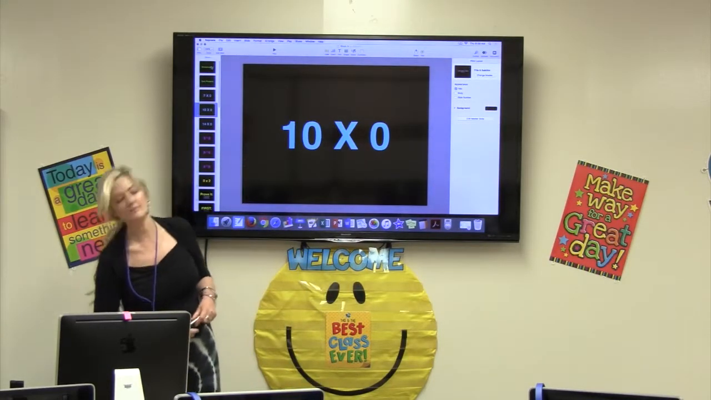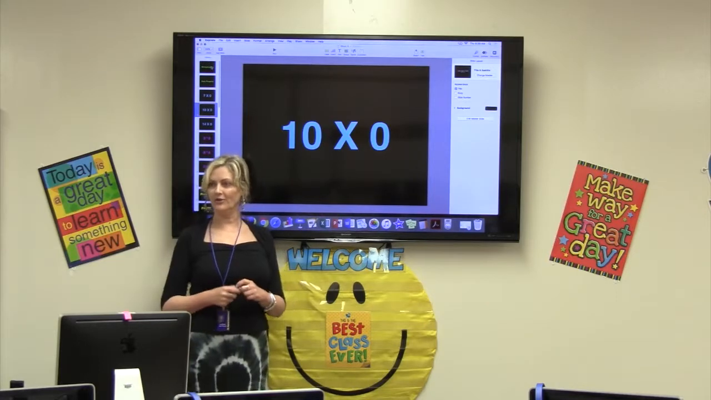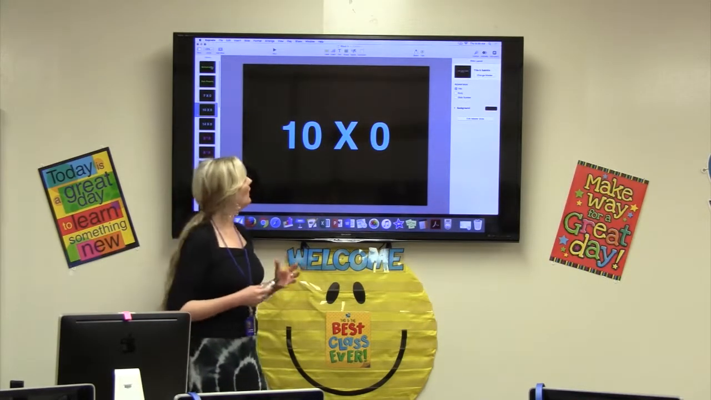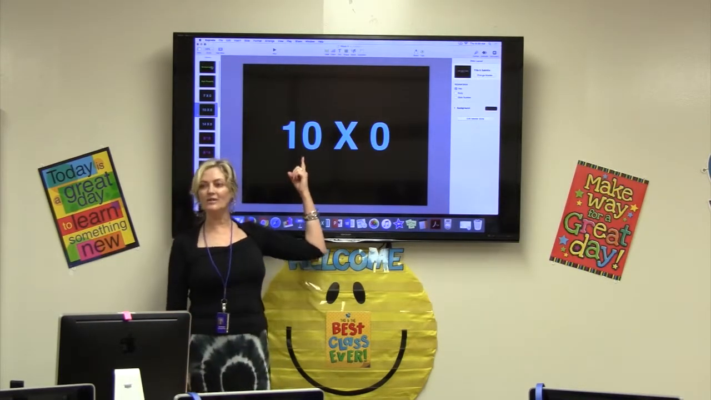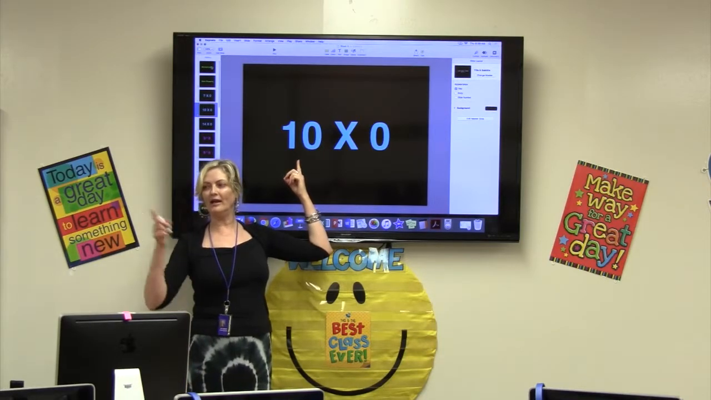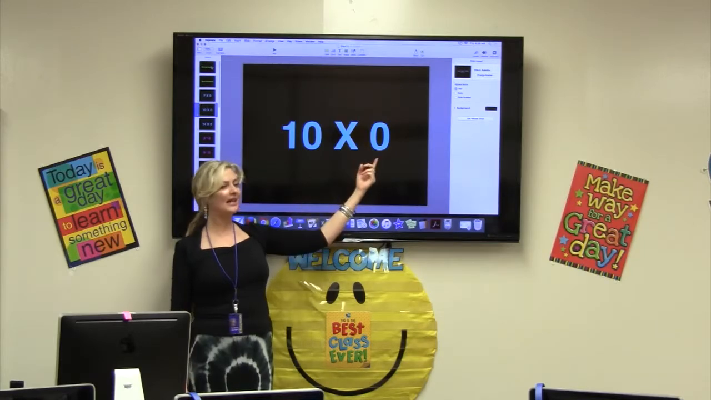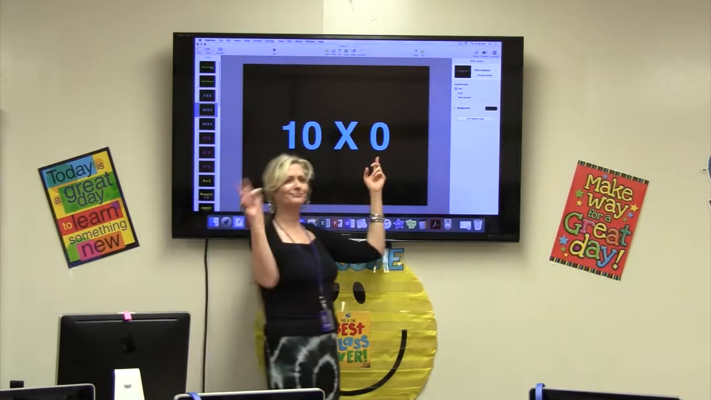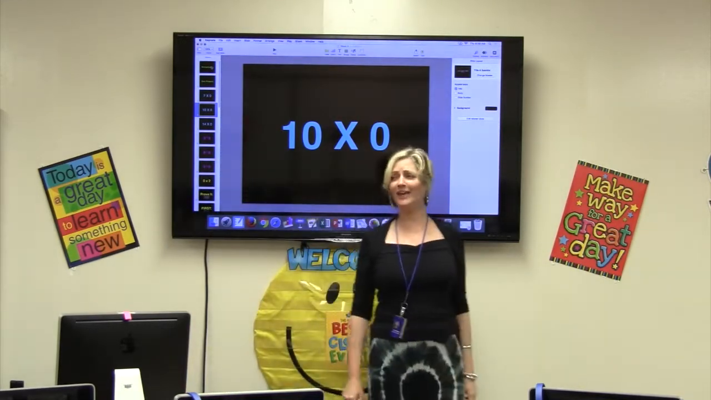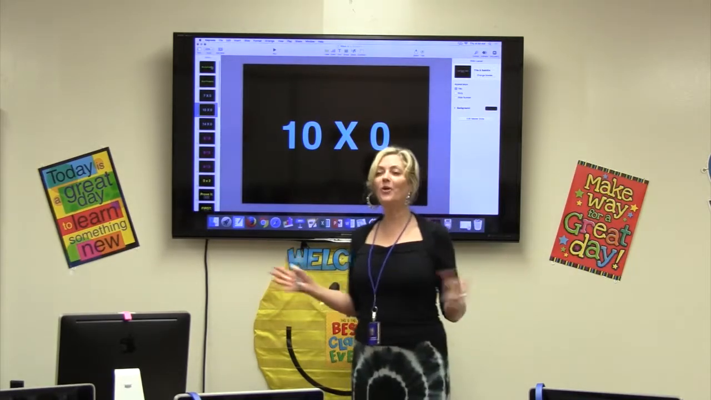Okay. 10 times 0 is 0. What is this one actually saying? Go ahead. I have 10 groups. But what's the second factor saying? There's nothing in your group. We're not putting anything in here. And you end up with what?